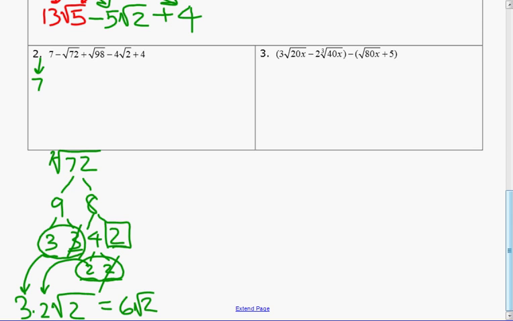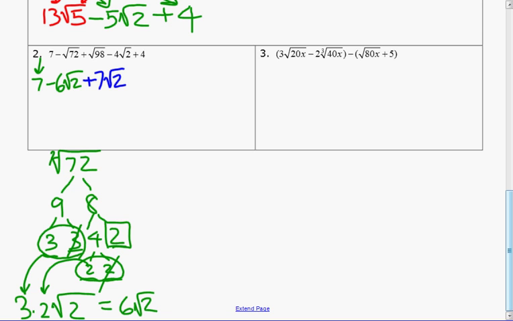So we're going to bring that back up here. We have a minus, we'll bring that minus down, and then we have the 6 square root of 2. And the second one, when you simplify the square root of 98, you should pause this video, take a moment to simplify the square root of 98, and then restart the video. Or don't restart it, just continue the video. So the square root of 98, once you've simplified it, is 7 square root of 2.